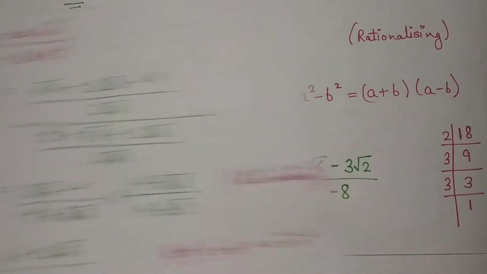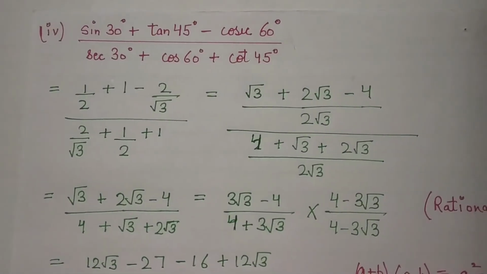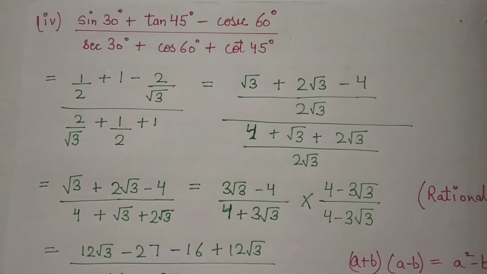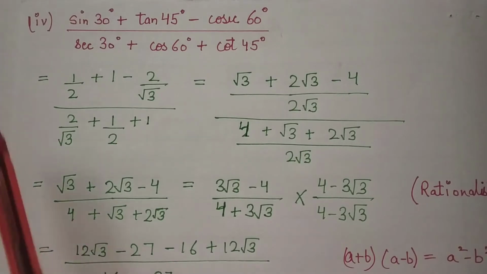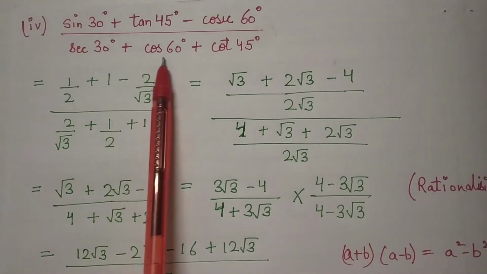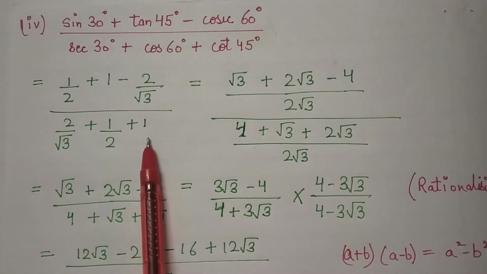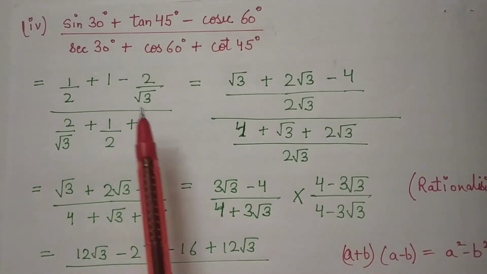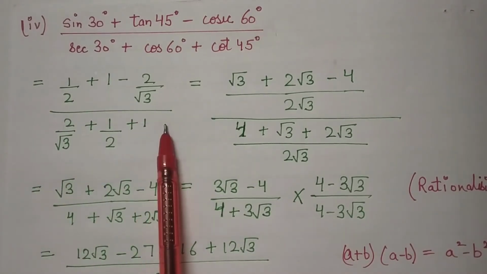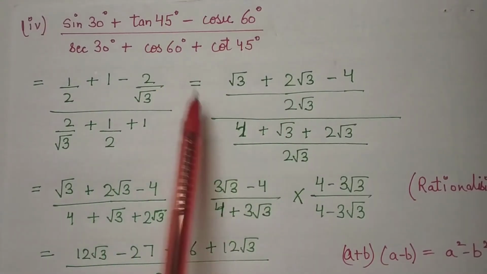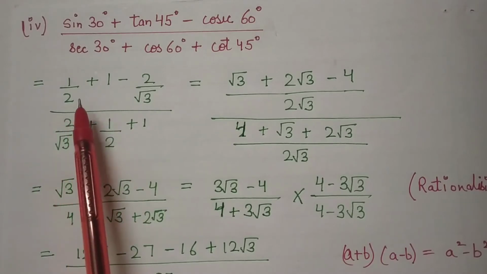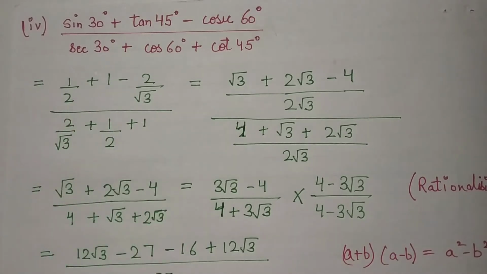Next part, fourth part: sine 30 degree plus tan 45 degree minus cosecant 60 degree, divided by secant 30 degree plus cos 60 degree plus cot 45 degree. Putting the values, you need to learn them from the table. You only need to learn the row of sine and the rest you can find out automatically. Now firstly I have put this value simply.